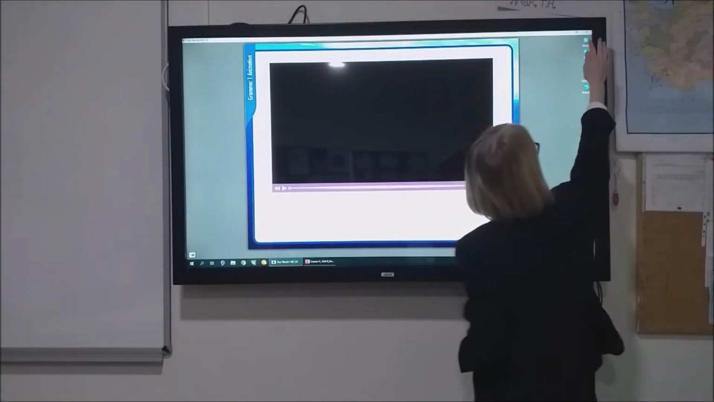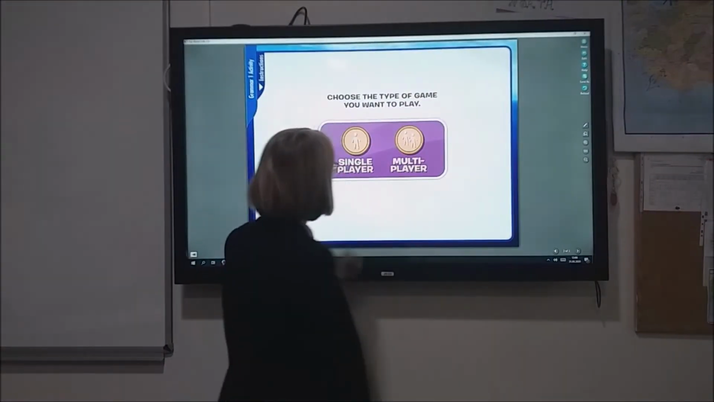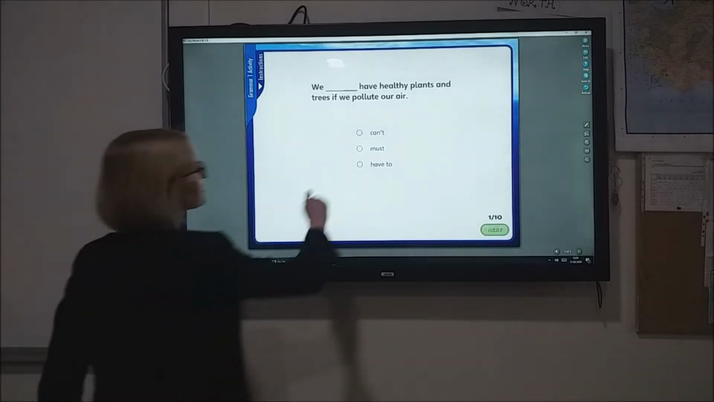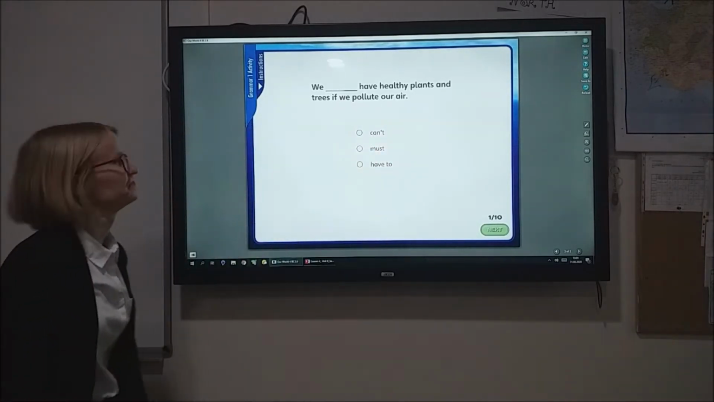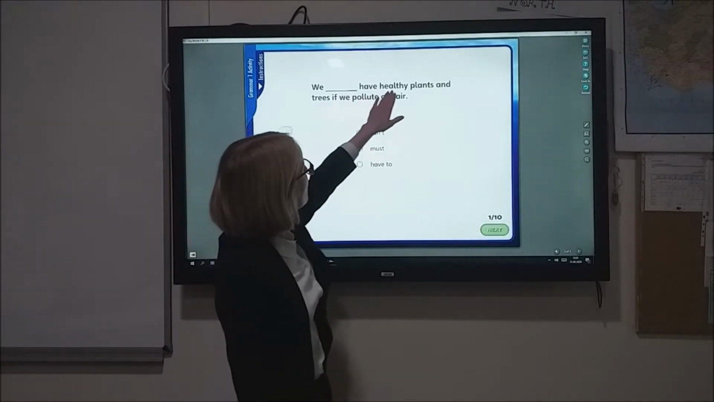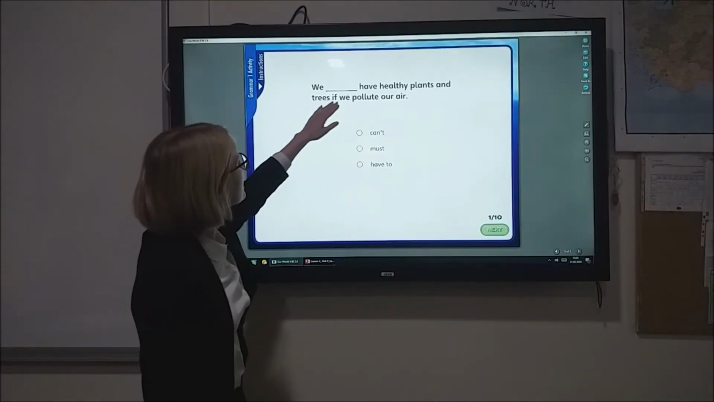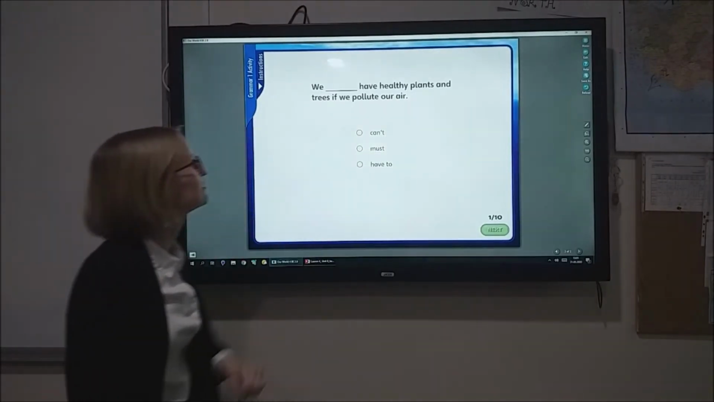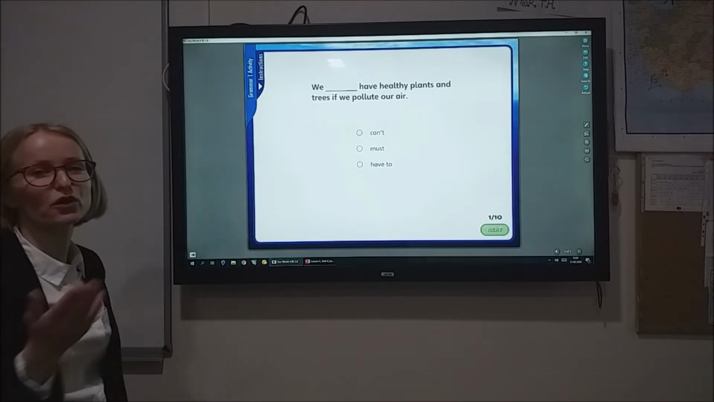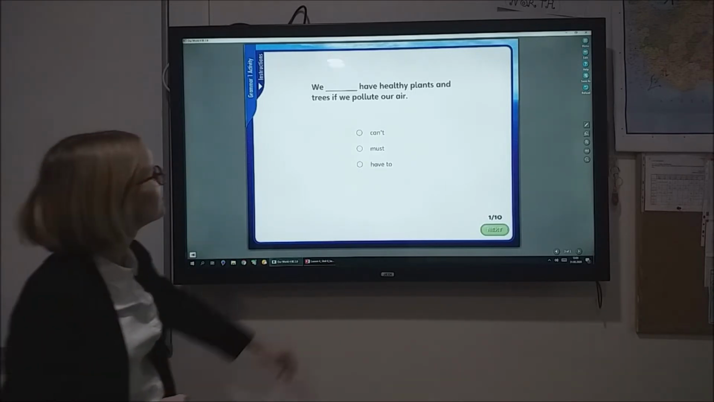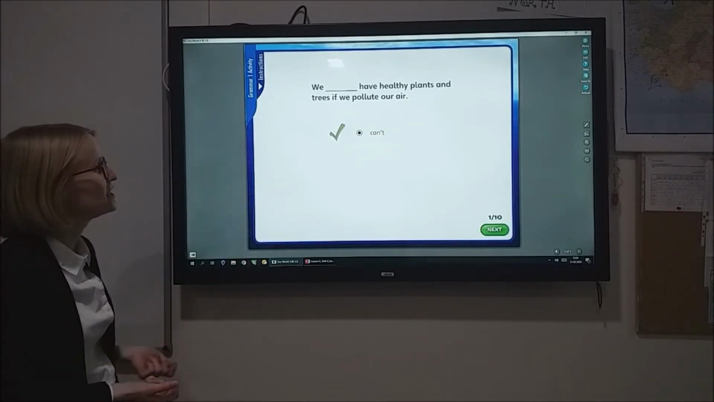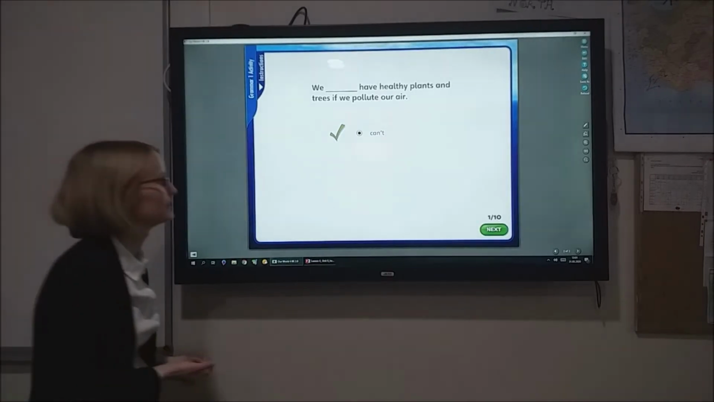Now, let's make a little quiz. Let's read and choose the correct answer. We can't, must, have to have healthy plants and trees if we pollute our air. Your answer? We can't have healthy plants and trees if we pollute our air.